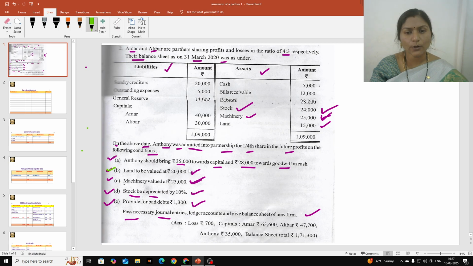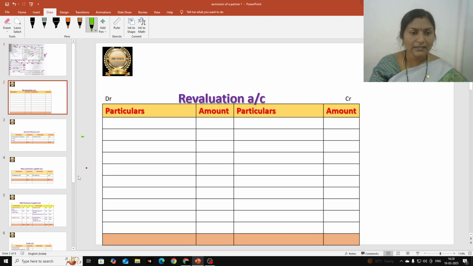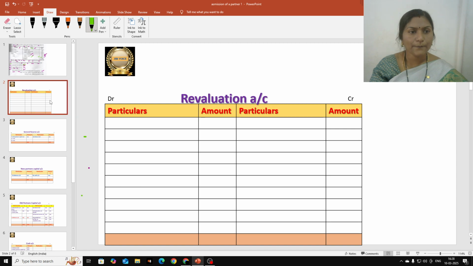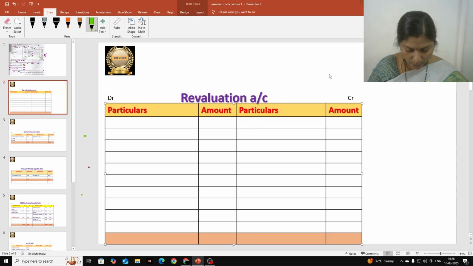Land to be valued at 20,000. So the present value of land is 20,000. What is the old value of the land? It is 15,000. So the present value is 20,000, the old value is 15,000. Now it is increasing by 5,000 rupees. Land is an asset, they have given it under assets. So the value of the asset is increasing by 5,000. Where will we write it in revaluation? If it is increasing, we will write on the credit side, students. Whenever asset value increases, we write on the credit side. So whenever we record on the credit side, we should use the word 'by land'.